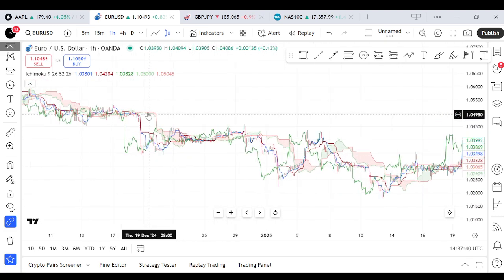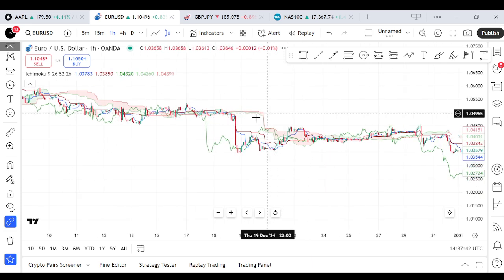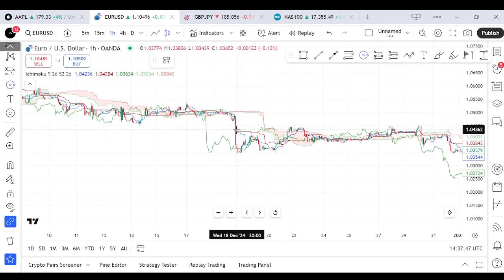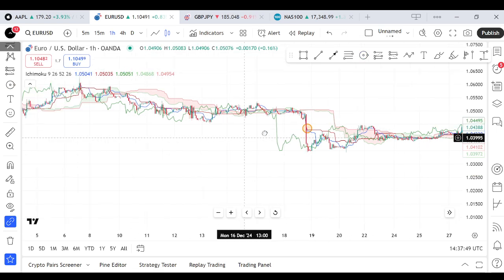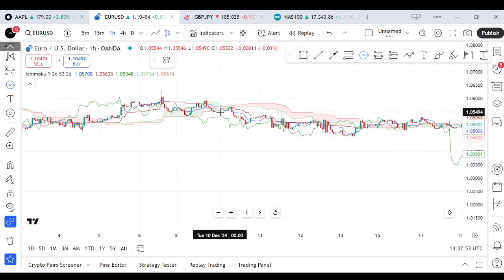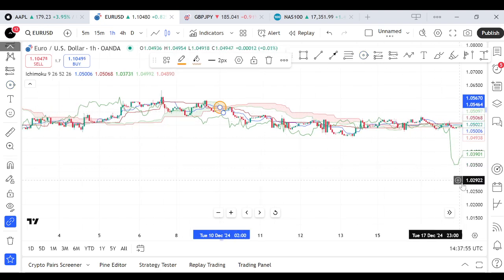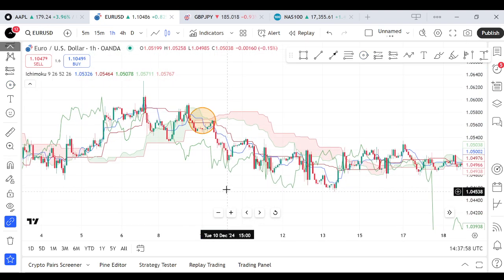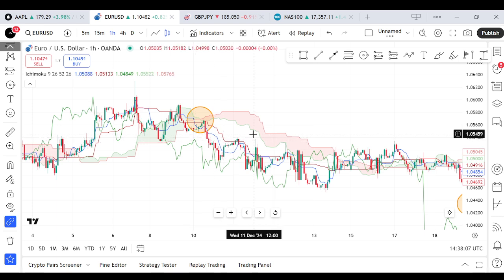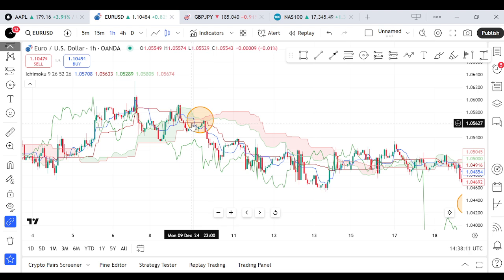Okay, we have one here. Now you have your cross happening around here. Okay, let me get a better example. We can see this one, we have our cross happening here. That is our bearish cross. We also have price being below the cloud here, and this is for a bearish example. Now this gives us the confirmation that yes, indeed we are bearish.